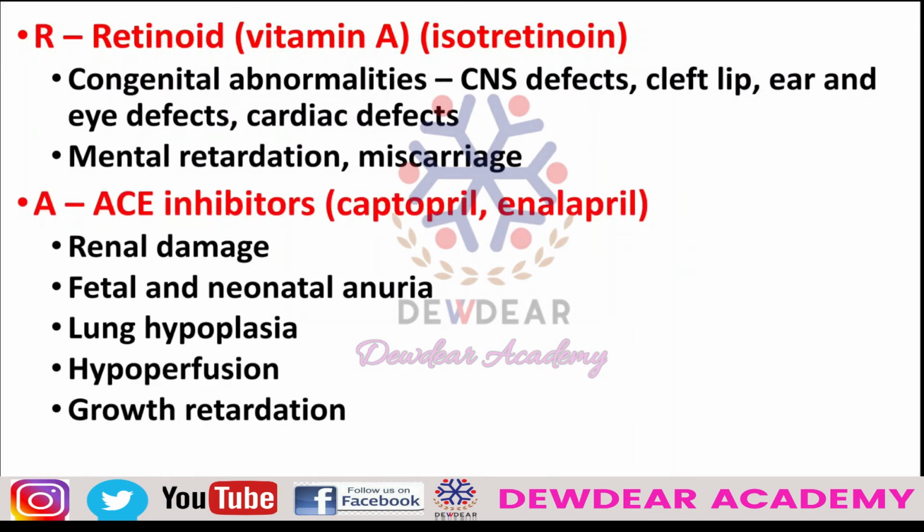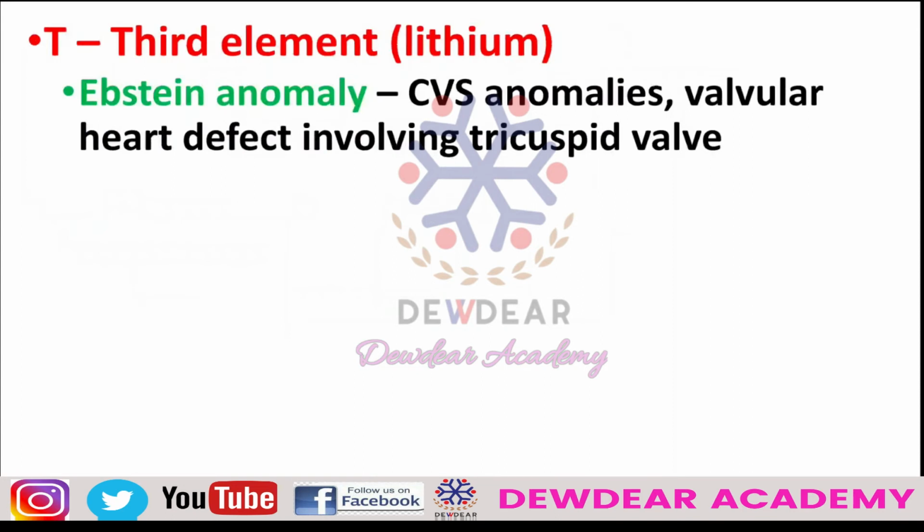Then next are the ACE inhibitors, angiotensin-converting enzyme inhibitors like captopril and enalapril. These drugs are contraindicated during the second and third trimester of pregnancy because of the increased risk of fetal renal damage. So it causes renal damage, then fetal and neonatal anuria, and also lung hypoplasia, hypoperfusion and growth retardation.